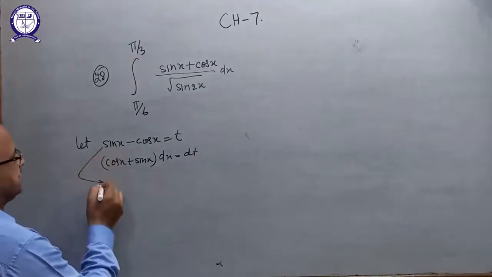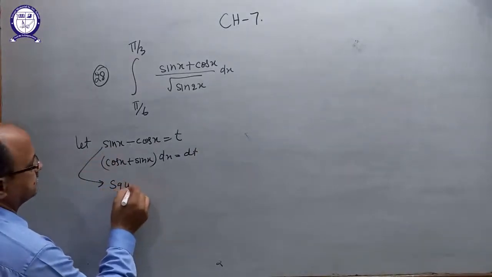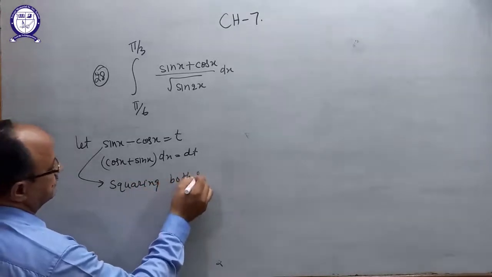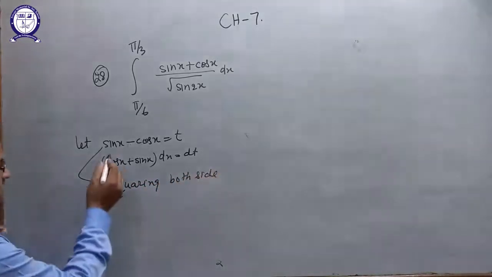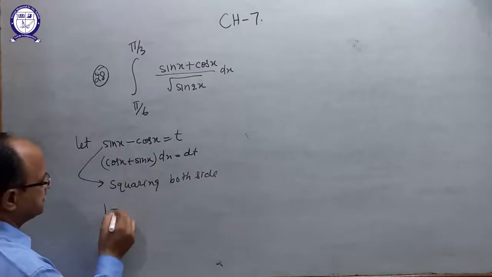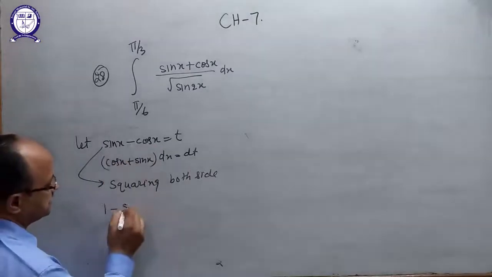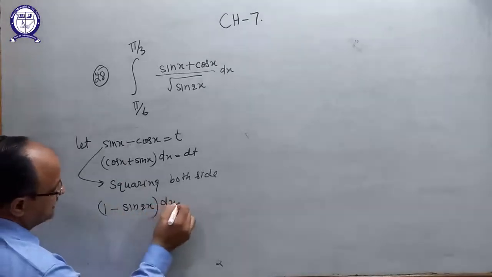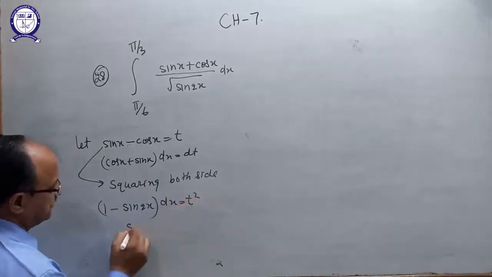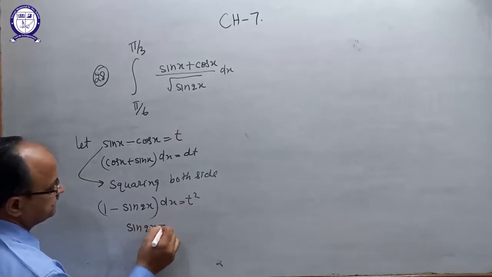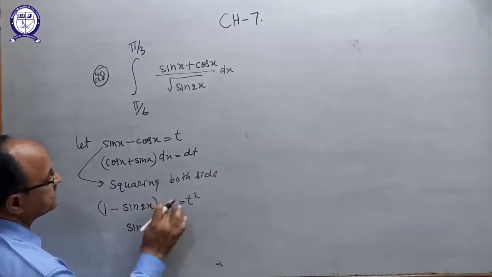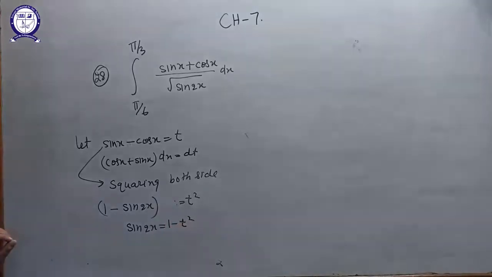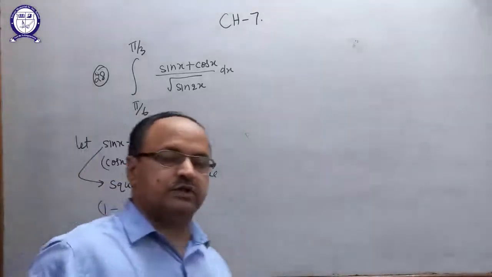Now squaring both sides. Sin square x plus cos square x is 1, minus 2 sin x cos x, that is sin 2x, so 1 minus sin 2x dx is equal to t square. So what is the value of sin 2x here? It is 1 minus t square. Now put these values in the question.